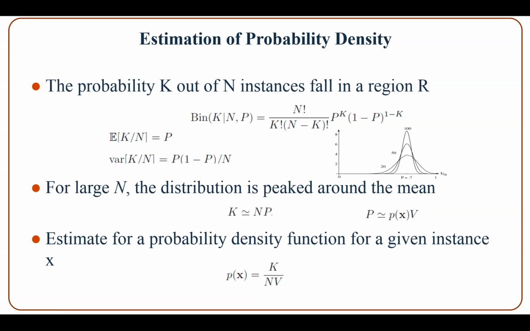For large n, the variance is smaller and smaller, and the distribution is peaked around the mean. So k is approximately equal to n times P. And previously we had P is approximately equal to p of x times v. So the estimate for a probability density function for a given instance x, p of x, is equal to k divided by n times v.